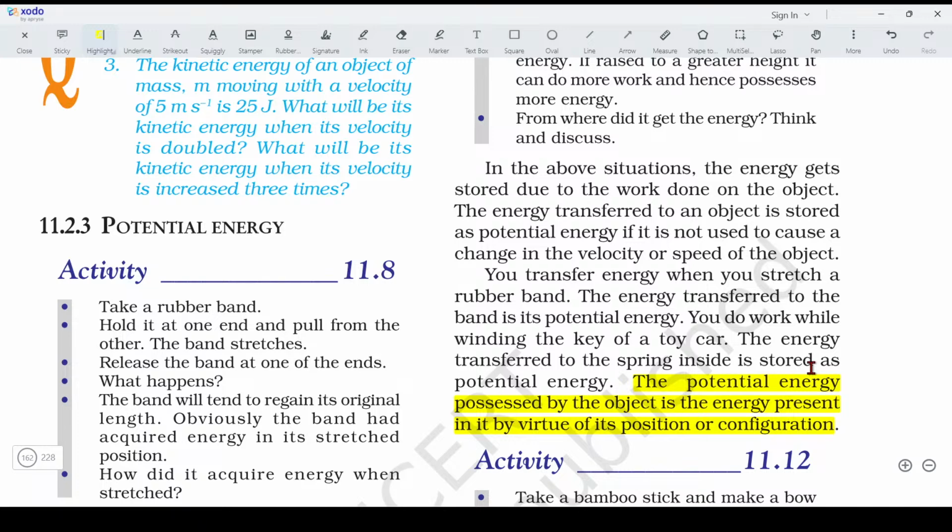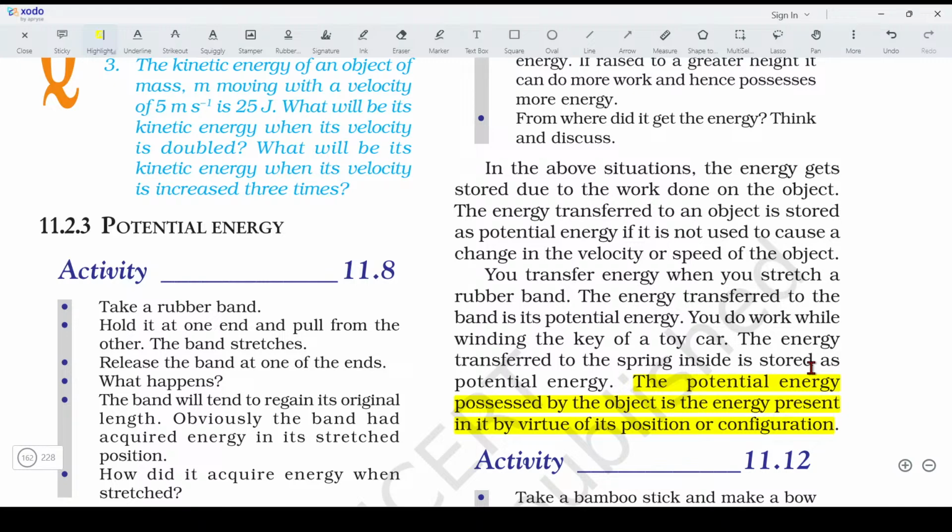Can you give some examples? A spring, that slinky thing. So you are saying a spring has got energy. How do you say a spring has got energy?